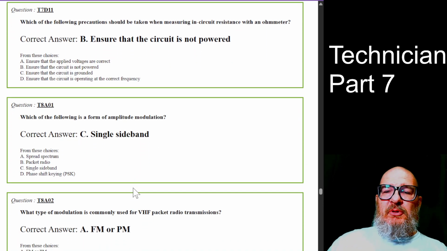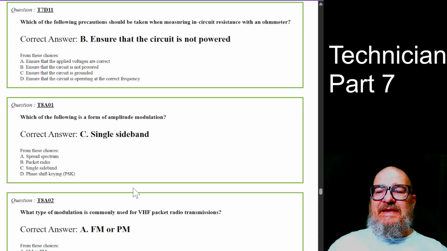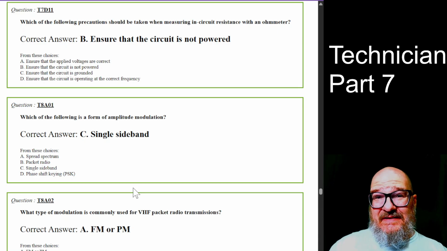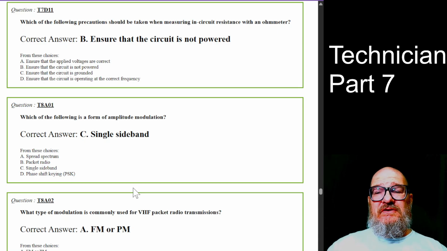Which of the following precautions should be taken when measuring in-circuit resistance with an ohmmeter? And that is to ensure that the circuit is not powered, make sure that it's not plugged in, and make sure that the capacitors are already discharged. It's a good way to get hurt.